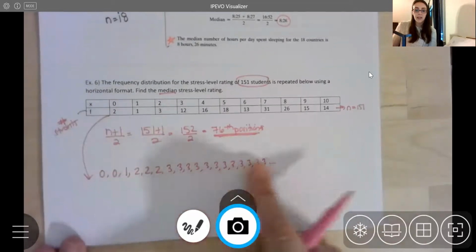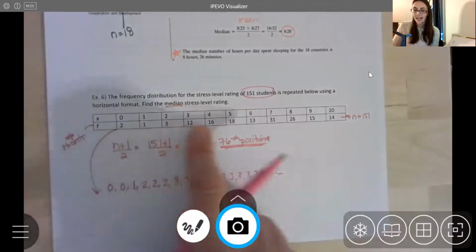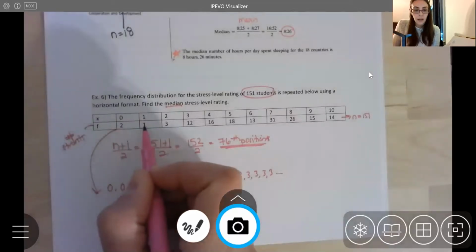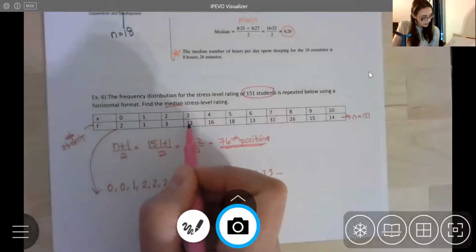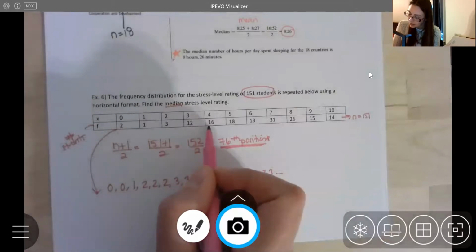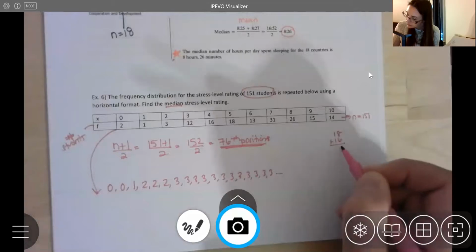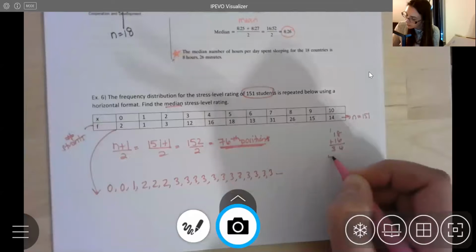And I need to get to the 76th position. Now, I don't really want to write out 151 data points to figure that out. So I'm going to use my table. I'm going to start counting until I get to 76. So here I have 2 plus 1 is 3, plus 3 again is going to be 6, plus 12 again is going to be 18. Let's see, plus 16. So I'm at 18 plus 16. So I'm at the 34th position. All right, plus 18. So I'm at the 52nd.